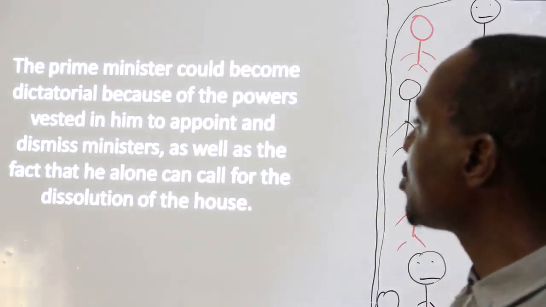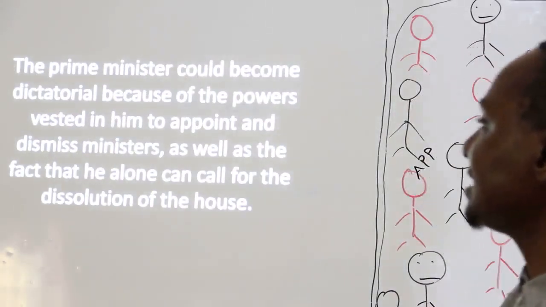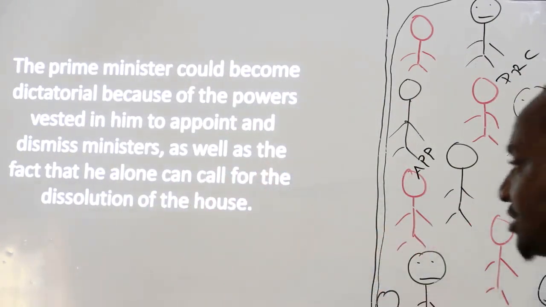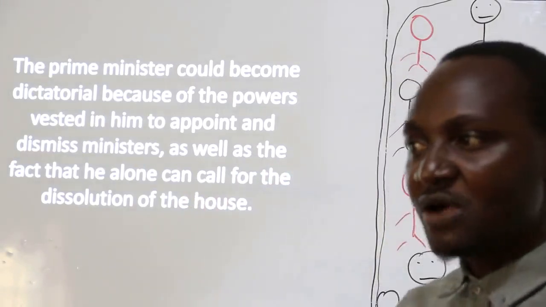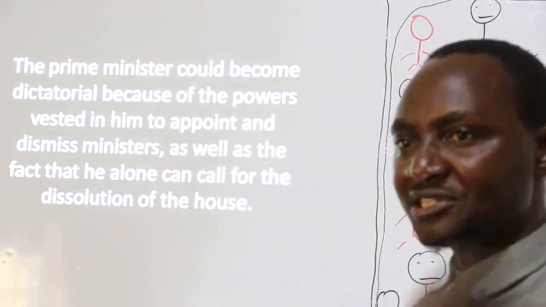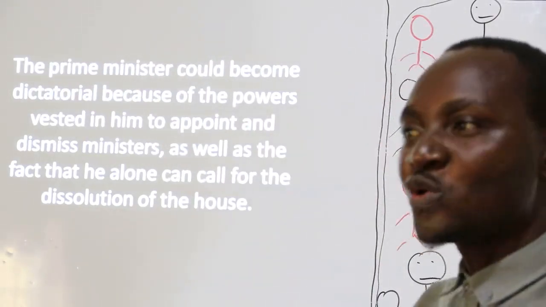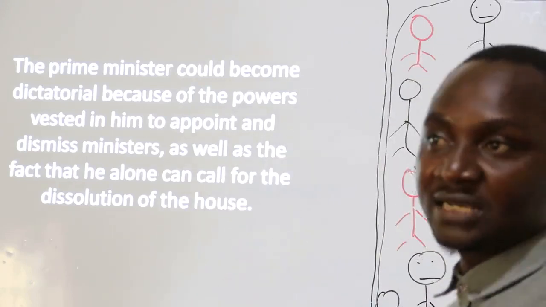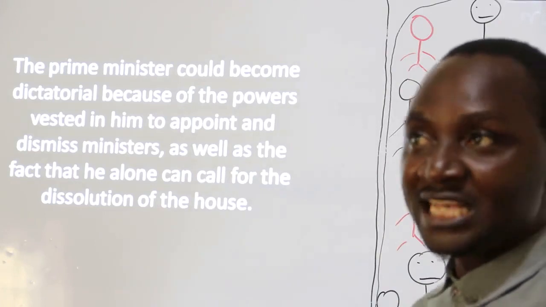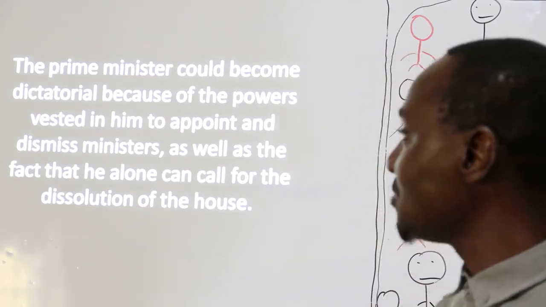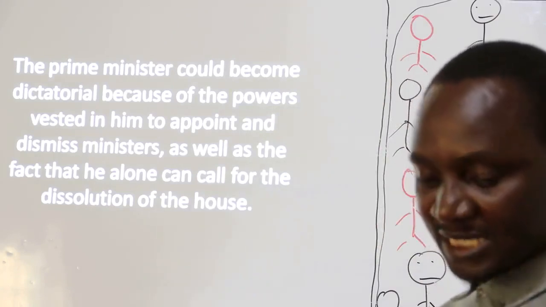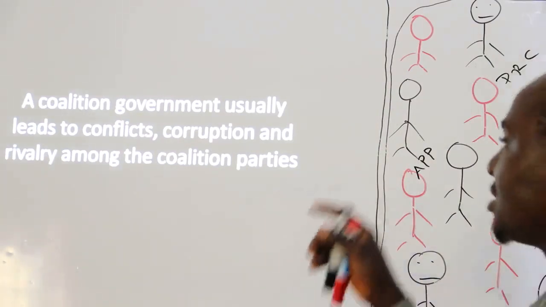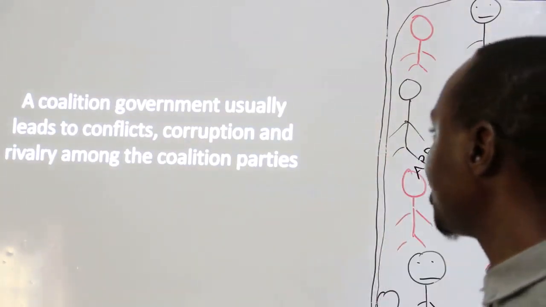The prime minister could become dictatorial because of the powers vested in him to appoint and dismiss ministers, as well as the fact that he alone can call for the dissolution of the House. Now just look at it. You have the power to appoint and you have the power to dismiss. That shows that any minister that does not please you, or you have a personal conflict or problem with, you just dismiss him. That shows that you are actually using your power arbitrarily. Even though you could bring some excuses for dismissing such a minister, that may not actually be the reason.